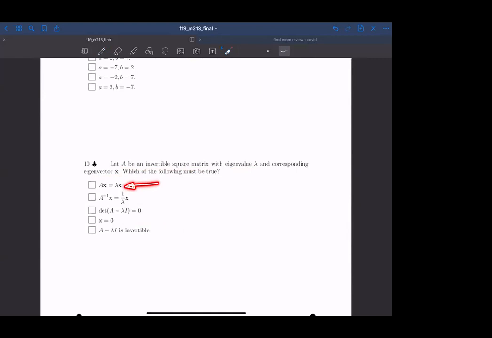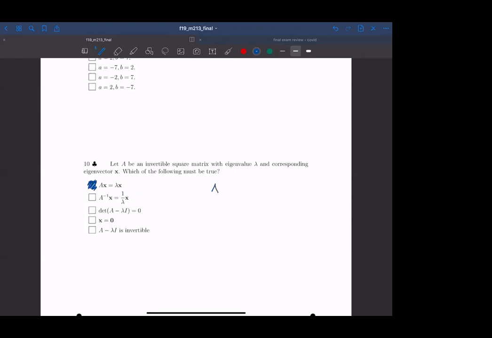Can anyone tell me? Yeah, and why does it have to be true? Well, it's like the definition of the eigenvalue and eigenvector. Yeah, exactly. It's just kind of by definition, okay? Second option, is it going to be true? Yes. Well, yeah, it is going to be true.